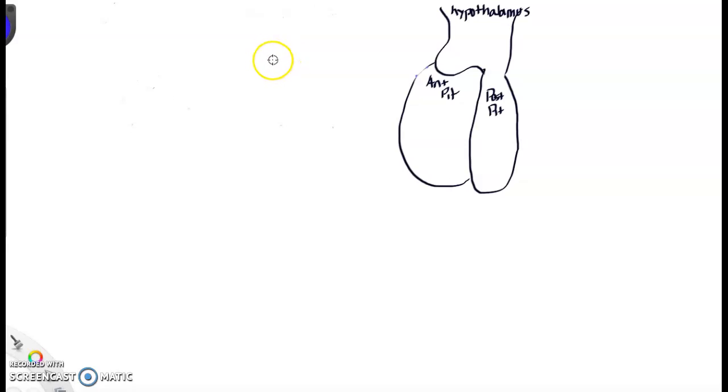All right, so let's talk about specific hormones of the hypothalamus and the pituitary gland. So the first hormone, we're going to start with the anterior pituitary, and the first one I'm going to start with is going to be thyroid stimulating hormone.